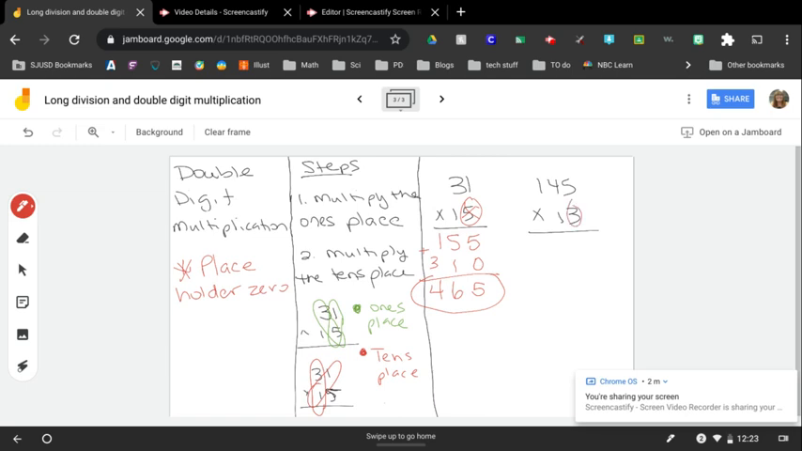Okay, same thing here. I've got 3 in the ones place. So 3 times 5 is 15. Carry the 1. 3 times 4 is 12, plus 1 is 13. Carry the 1. 3 times 1 is 3, plus 1 is 4. Okay, now I'm going down to the tens place, so I have to add that 0 there. Then 1 times 5 is 5. 1 times 4 is 4. I like to cross those out. 1 times 1 is 1. Add these together. I have 5, 8, 8, and 1. So 1,885.